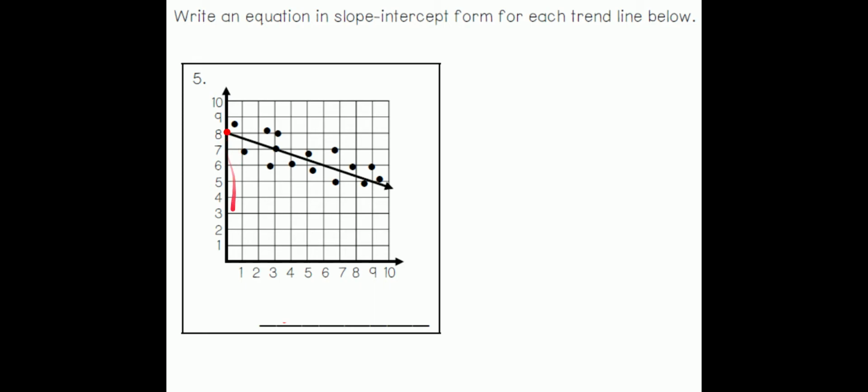We choose this point, which is at 0, 8, and then I'm going to go down and find another point. This one doesn't look good, but this one does look good, and look at that. It happens to be where a data point is.